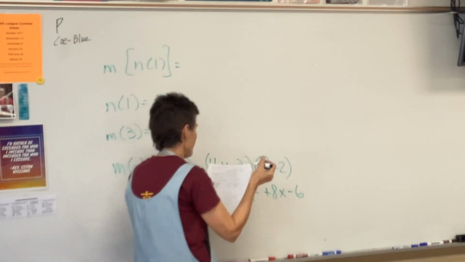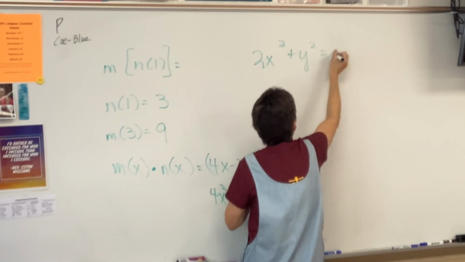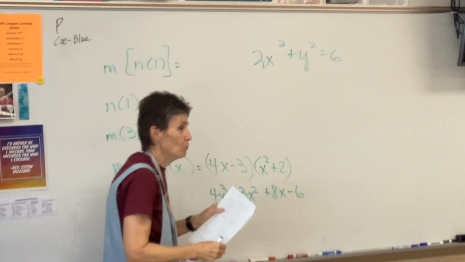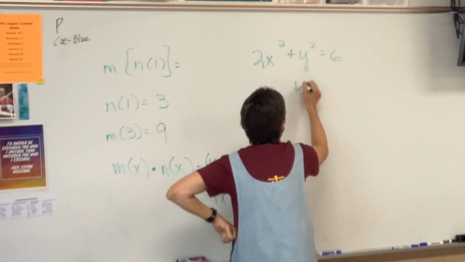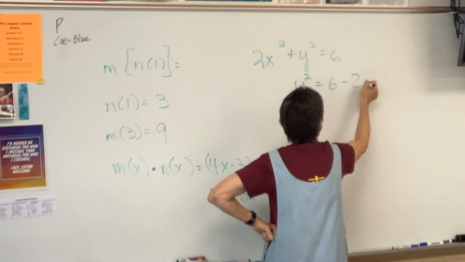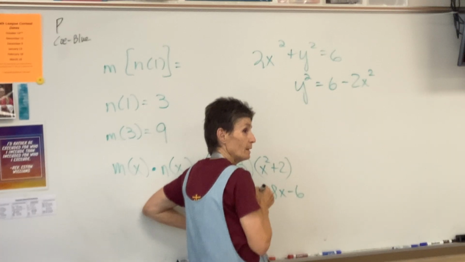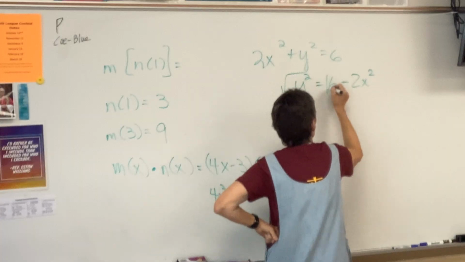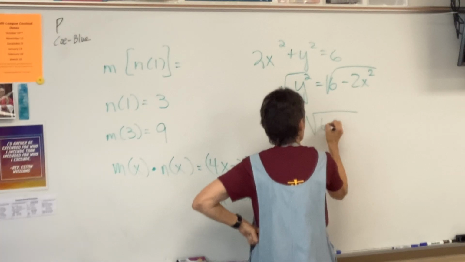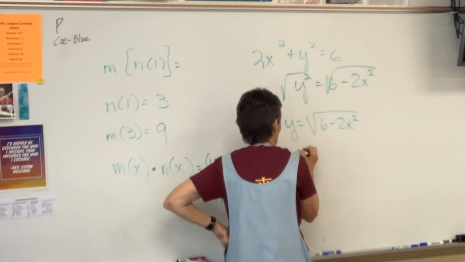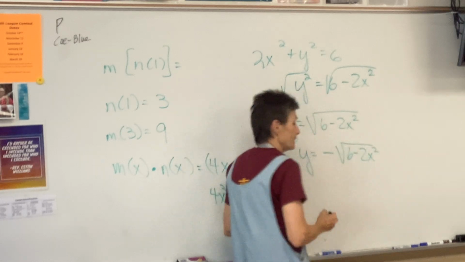All right, what about number 2? What's going on here? New problem, different kind of problem. Get y by itself. So we'll start by subtracting the 2x squared. And then we will square root. And then the test will have 2 answer blanks. So we'll put the square root of 6 minus 2x squared in one blank. And negative the square root of 6 minus 2x squared in the other blank.